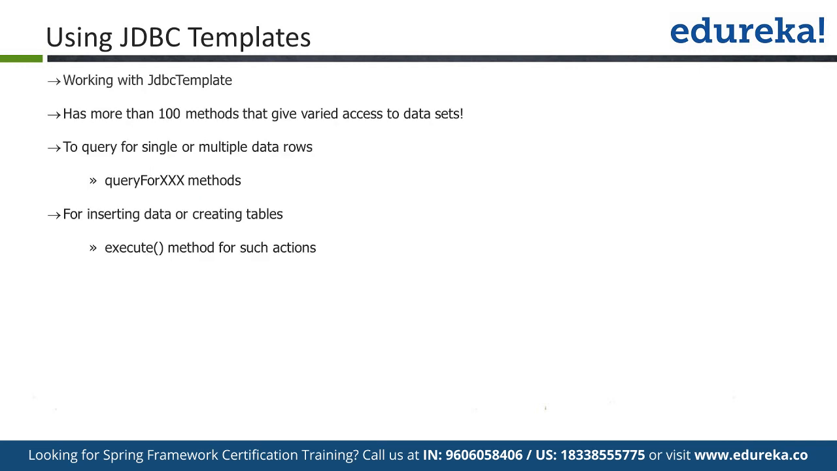Now, using JDBC templates. JDBC template is a class which provides more than 100 methods, using which you can query the database. You can execute any kind of queries, whether it is DDL or DML. You can create a schema, create table, drop table, create view, drop view, all these kind of things. You can alter table, you can select, you can update, you can insert. All these kind of operations you can handle with one single object, that is JDBC template. So that is the easiness Spring JDBC API provides us.